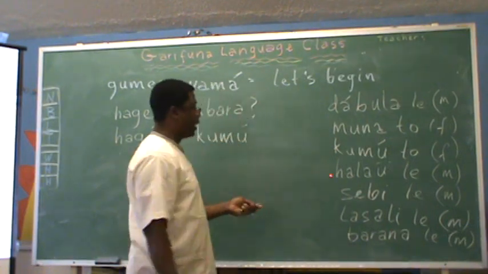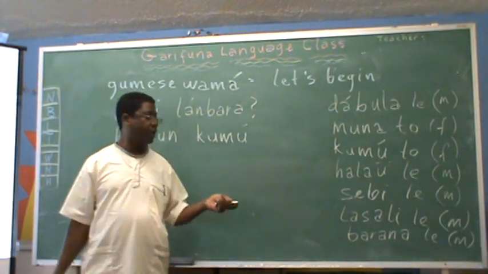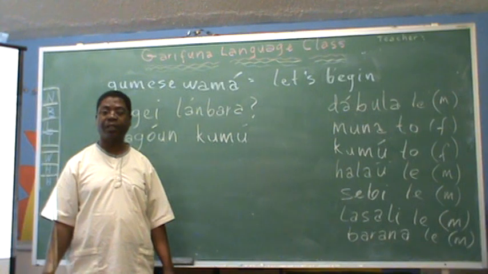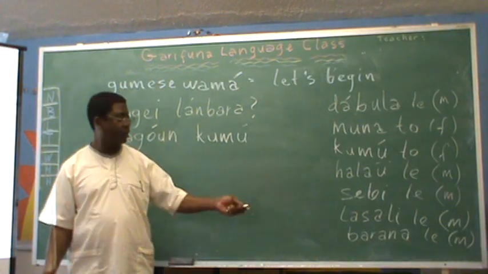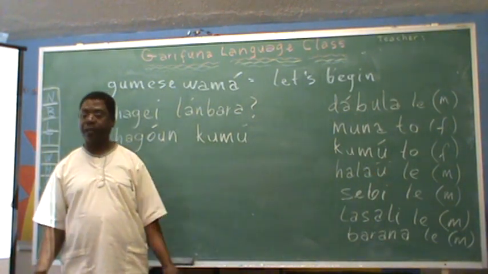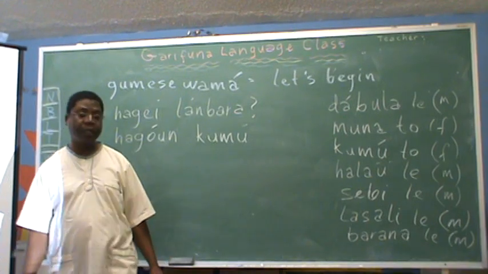Okay, what about halal? Where's the chair? How will you ask for it? Hagei. You say Hagei. Hagei halal. Nikki, how will you ask, where's the, what do you call this? Chalk. Sebi? Correct. Where's the chalk? Hagei Sebi. Yeah.